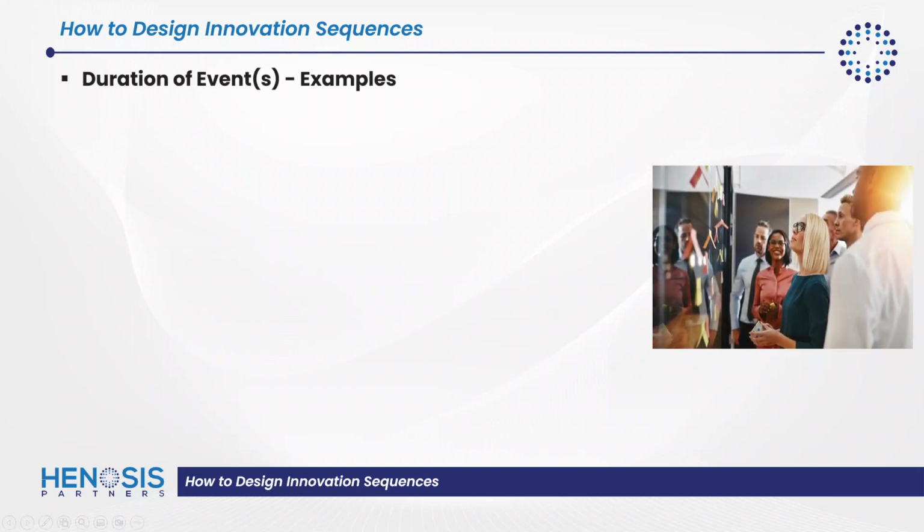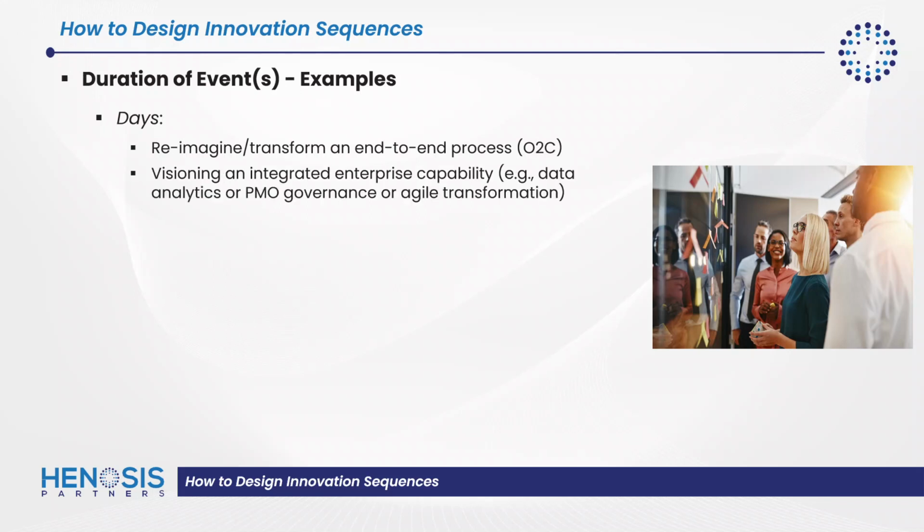Now, as the duration of an event can span days, months, and years, let me share with you a number of different examples to bring this to life. So the types of events that might span a day or days could be about reimagining or transforming an end-to-end process. It could be about visioning an integrated enterprise capability, such as standing up a new capability around data analytics or PMO governance or agile transformation. Typically, it might be about resolving an internal conflict or helping to resolve a multi-stakeholder issue.